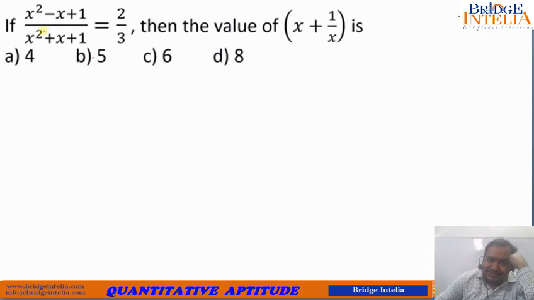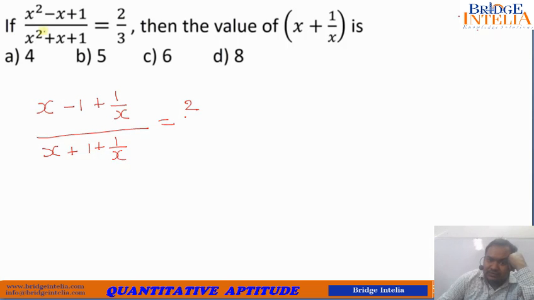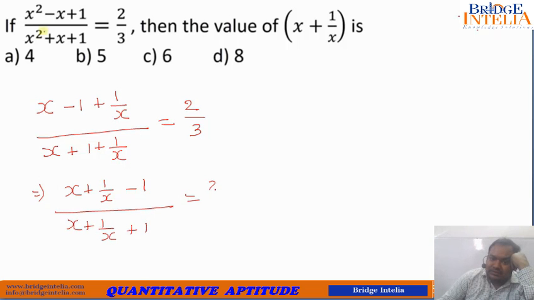Again same. So divide both numerator and denominator by x. So you would get (x minus 1 plus 1 by x) whole divided by (x plus 1 plus 1 by x). So this has been given to us as equal to 2 by 3. So this can be rewritten as x plus 1 by x minus 1, and x plus 1 by x plus 1. So this is given to us as equal to 2 by 3.